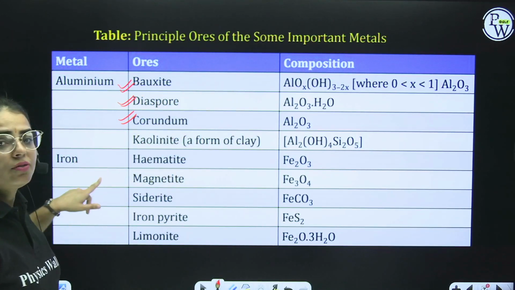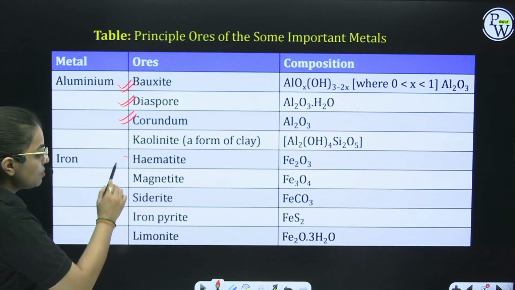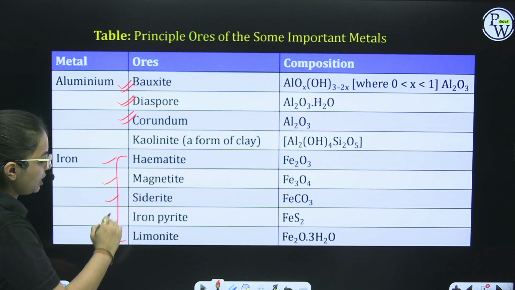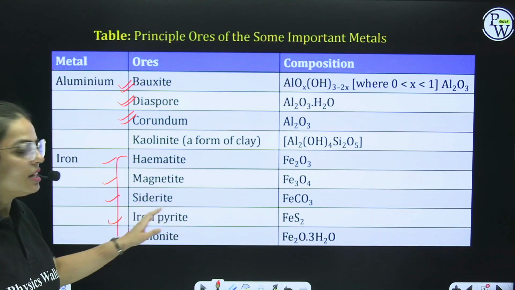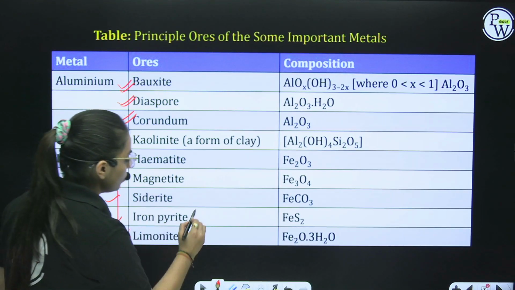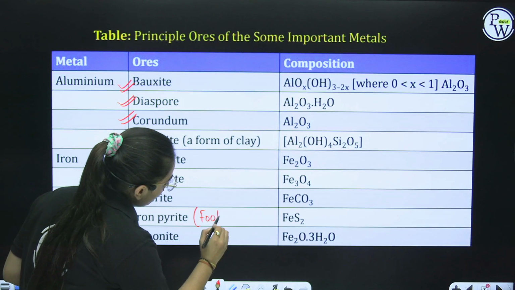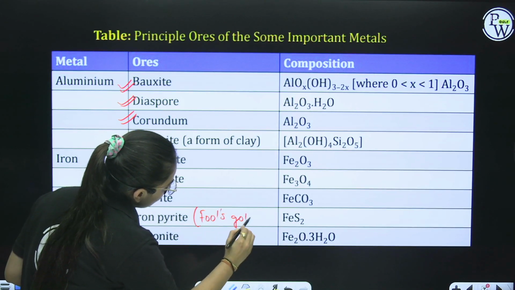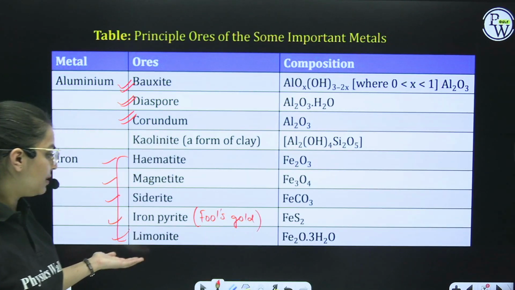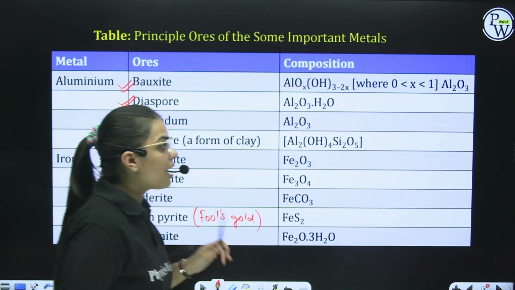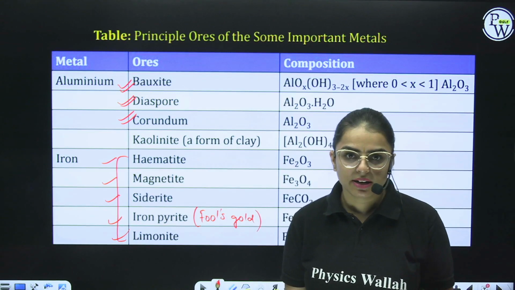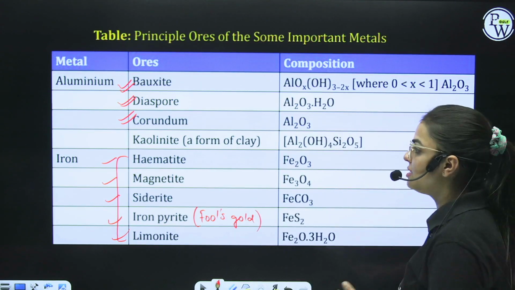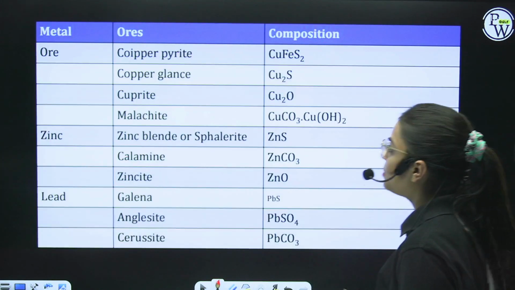Now, if I'm talking about iron, students, you should know about each and every one of them: hematite, magnetite, siderite, iron pyrite. Iron pyrite is fool's gold, FeS2, right? And limonite. You should know the iron ores because they are very common and generally asked in an exam. If you have heard about it, it will be easy for you as well.